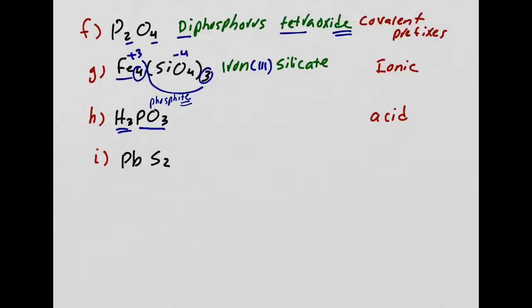So what kind of acid is this? This is phosphorous acid. Phosphorous. It has to end with ous, because it was ite. Phosphorous acid. And it's acid because it starts with H. You guys are good so far?